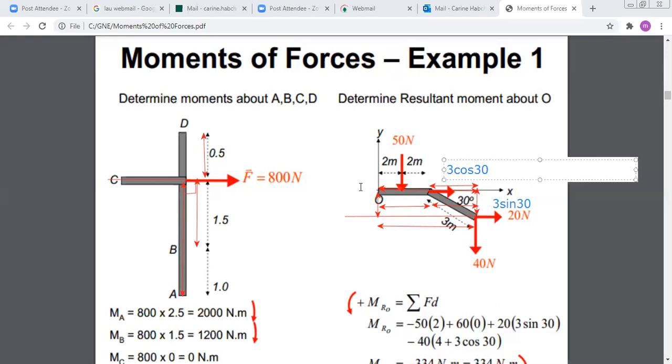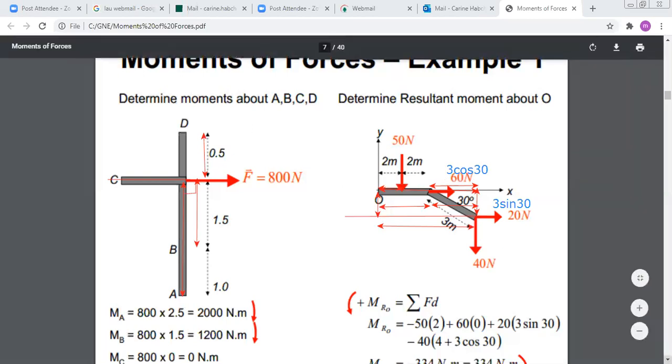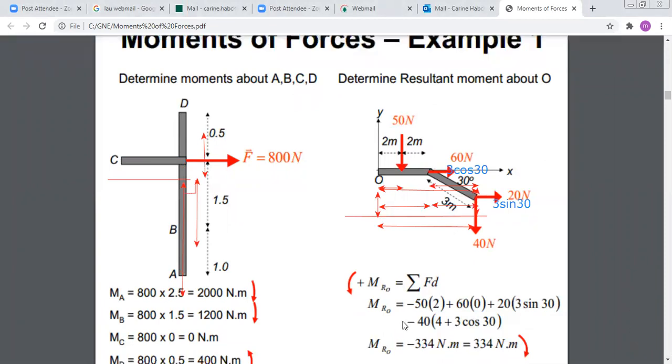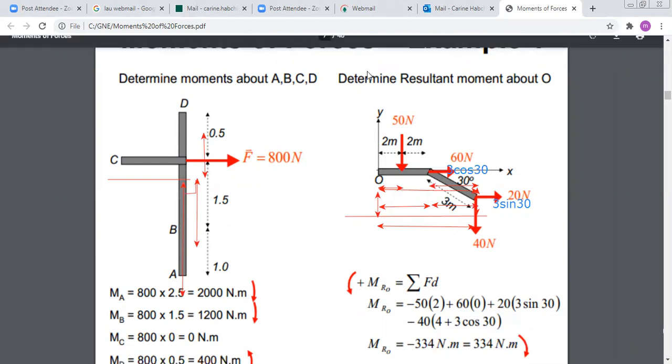And now when I do the summation of all my moments, I will obtain the result. I will obtain a negative result. This means that my resultant moment is clockwise. Since counterclockwise was my convention, if I obtain a negative result, then my moment is in the clockwise direction.